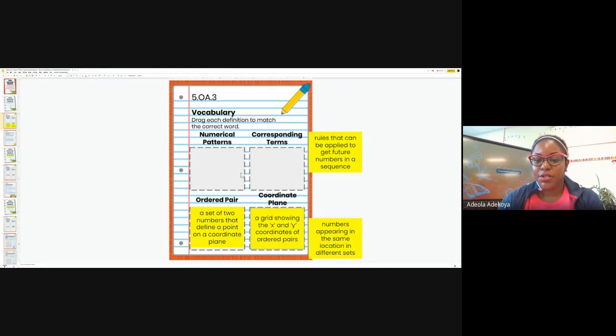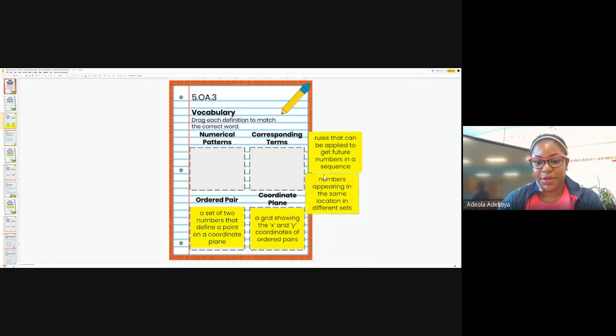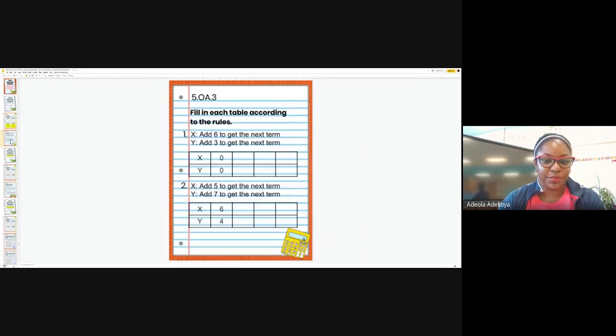So the numerical pattern, I've got two definitions here. The first one says rules that can be applied to get future numbers in a sequence, and then numbers appearing in the same location in different sets. Pull this up here. So in the numerical pattern, which is what we're going to go over shortly, what I'm noticing is a pattern that follows certain rules.